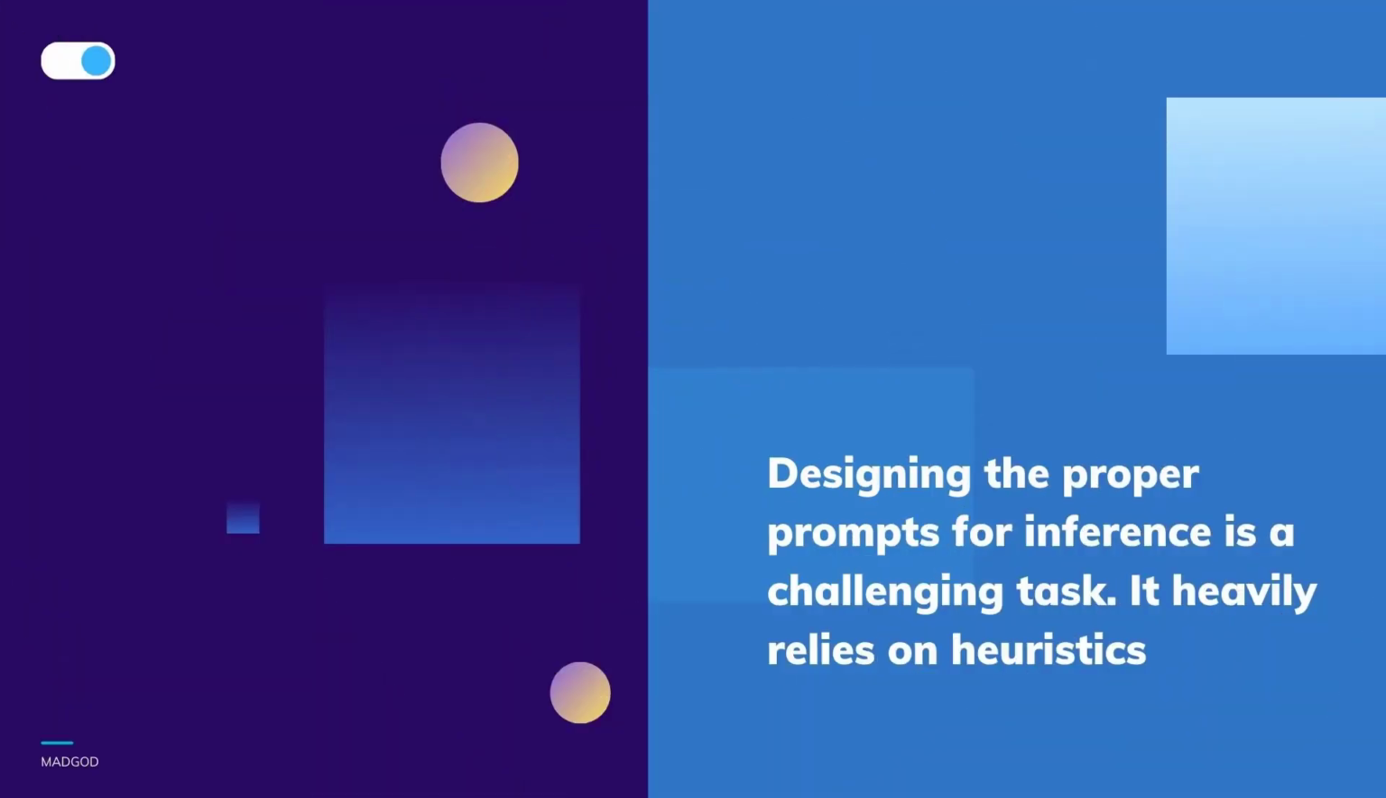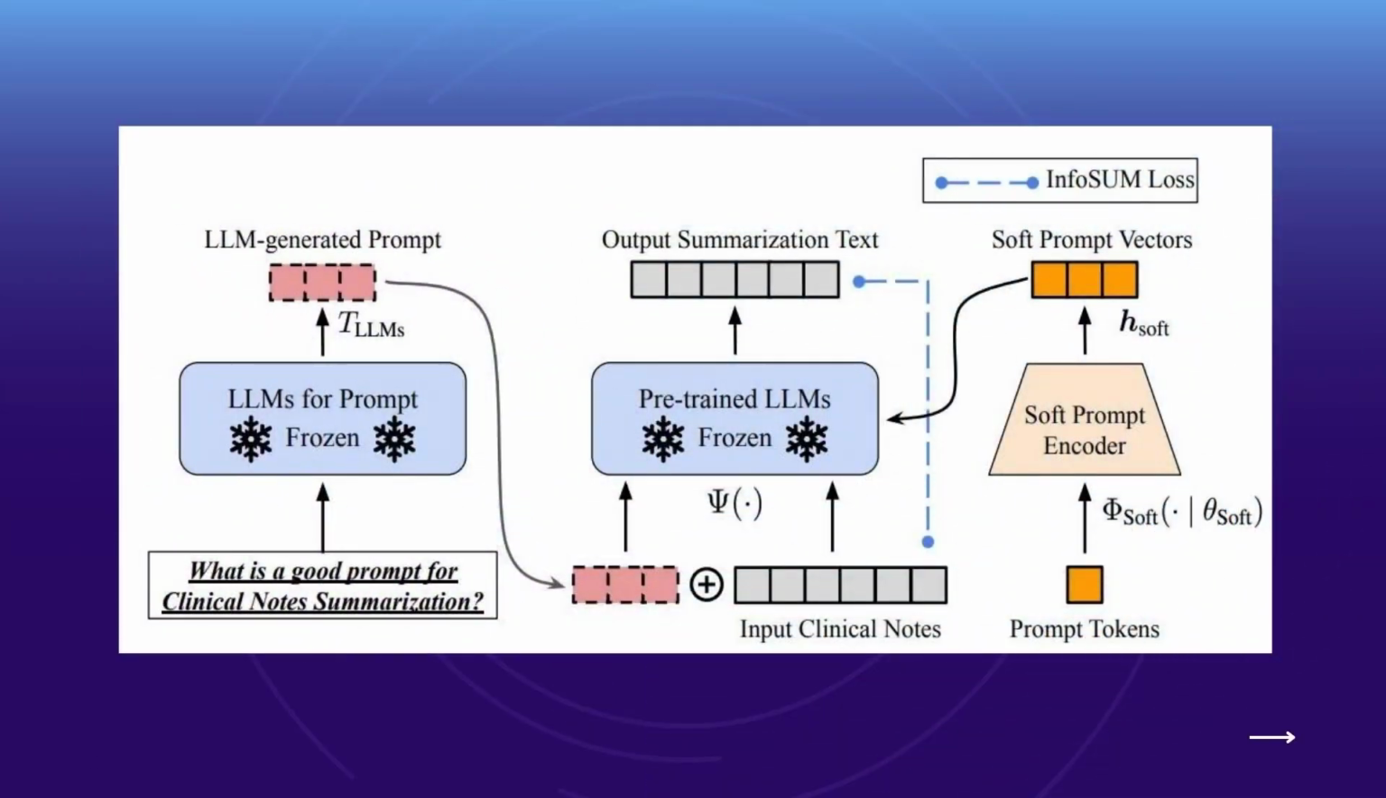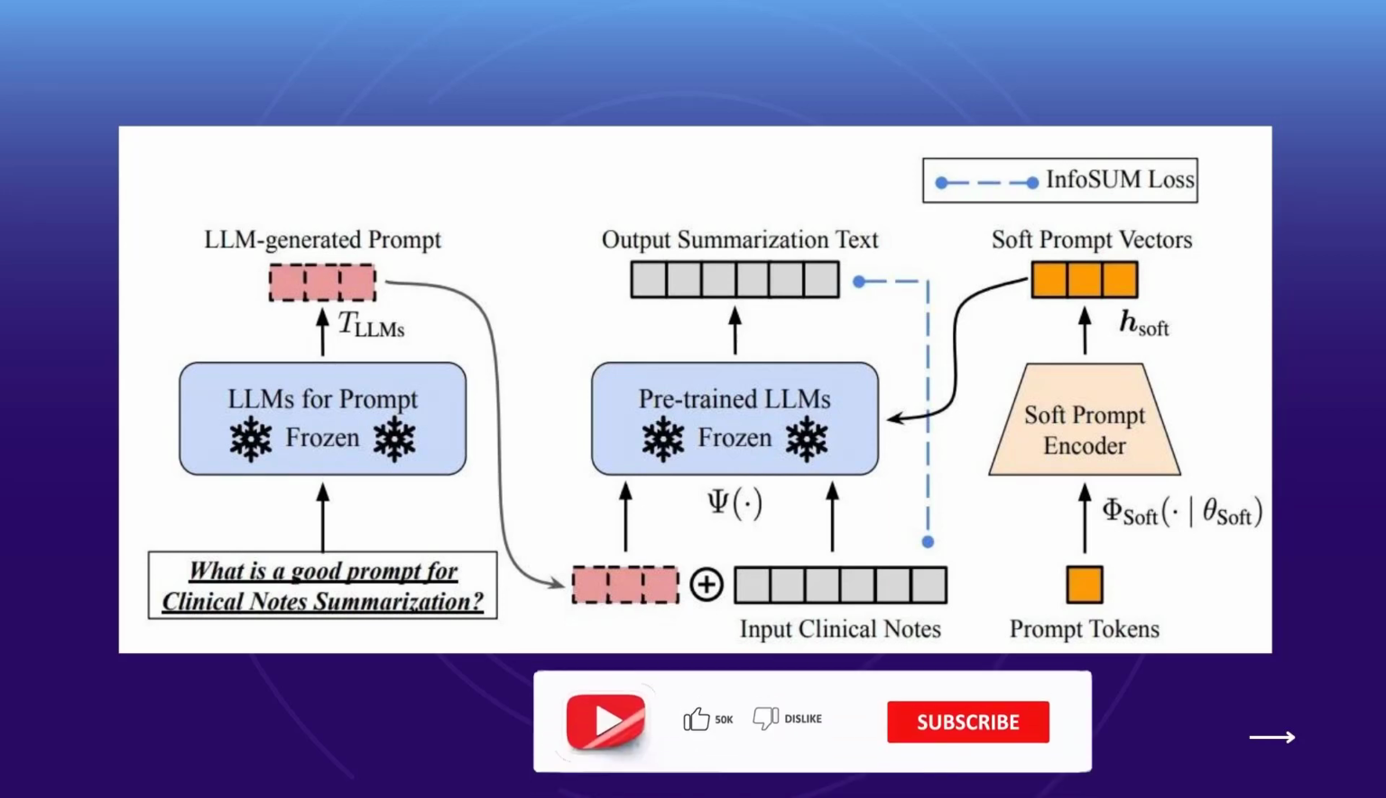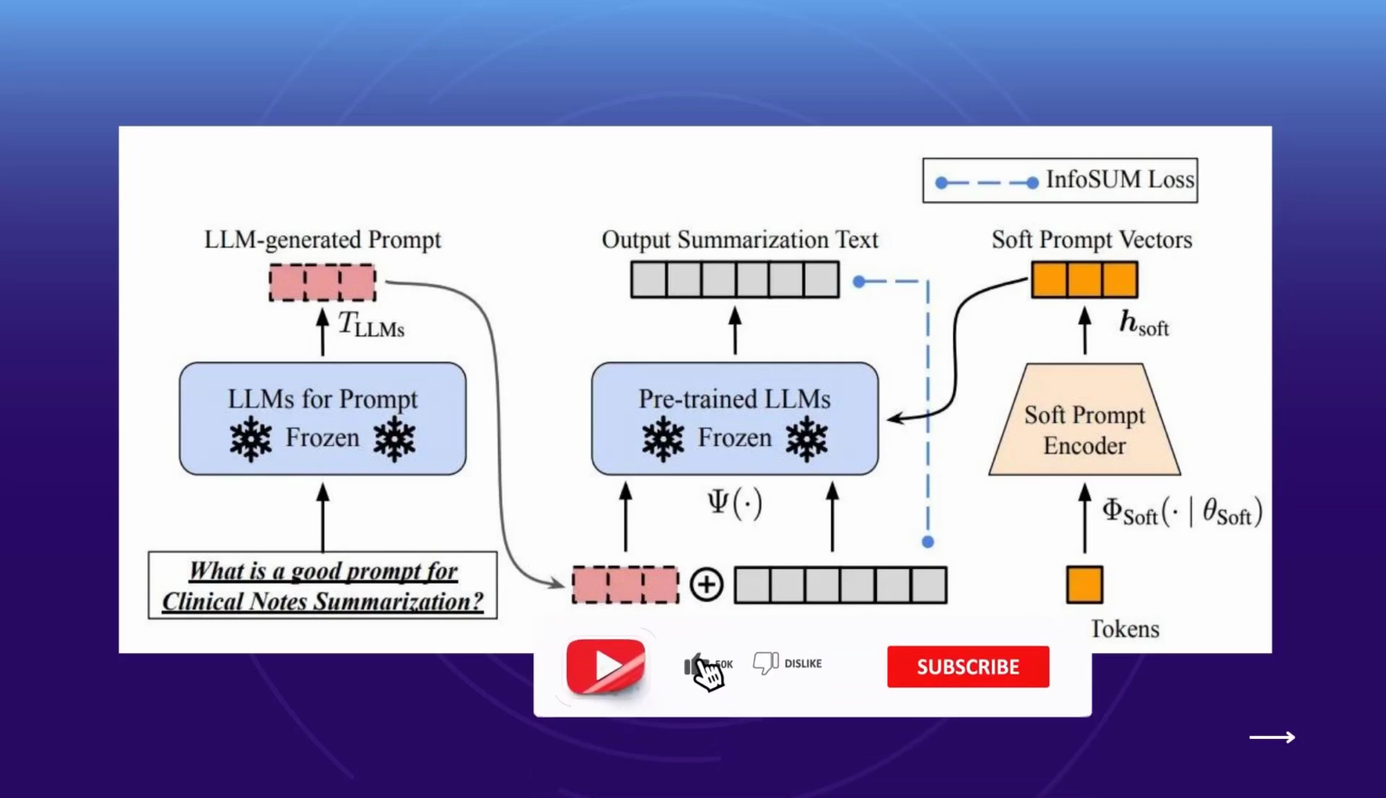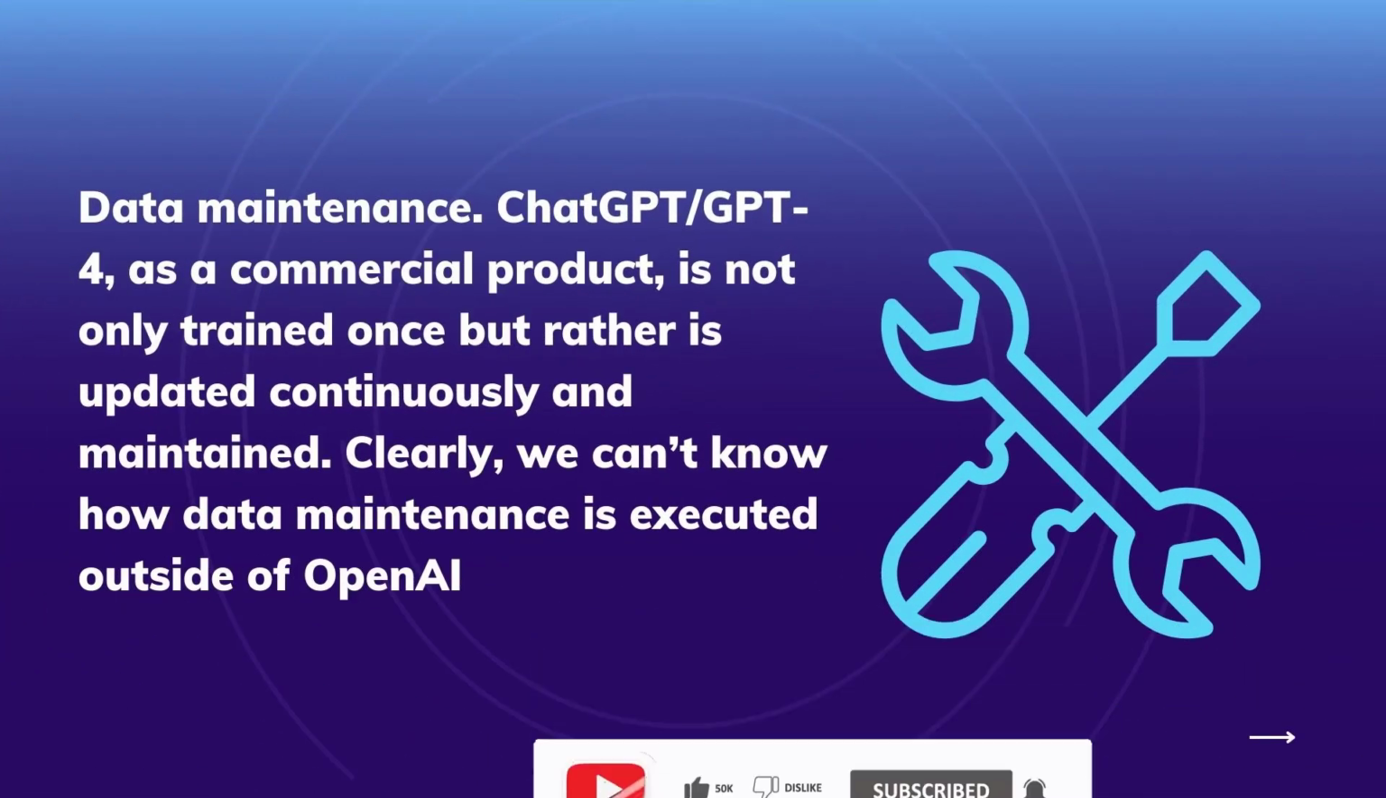Designing the proper prompts for inference is a challenging task. It heavily relies on heuristics. Sometimes, even semantically similar prompts can have very diverse outputs. In this case, soft prompt-based calibration may be required to reduce variance. The research of inference data development for LLMs is still in its early stage. More inference data development techniques that have been used in other tasks could be applied in LLMs in the near future.